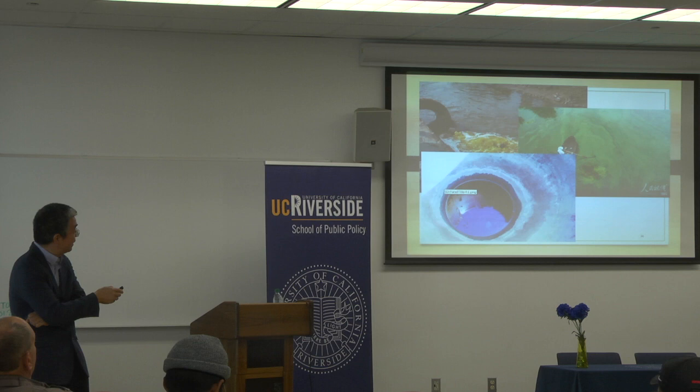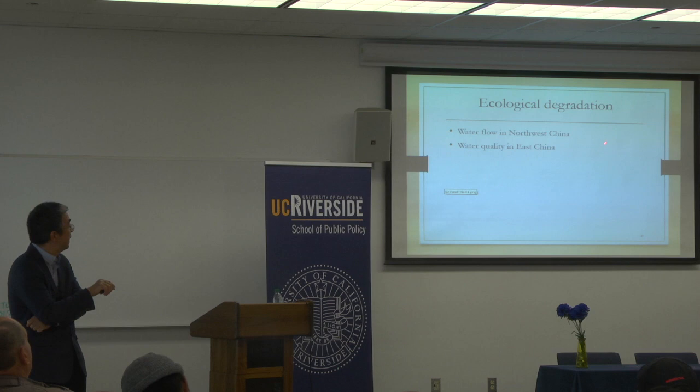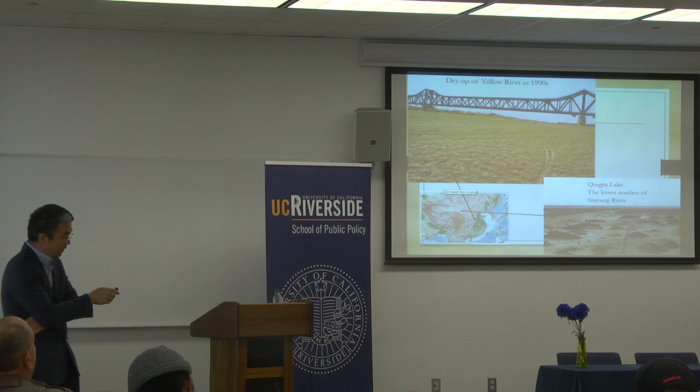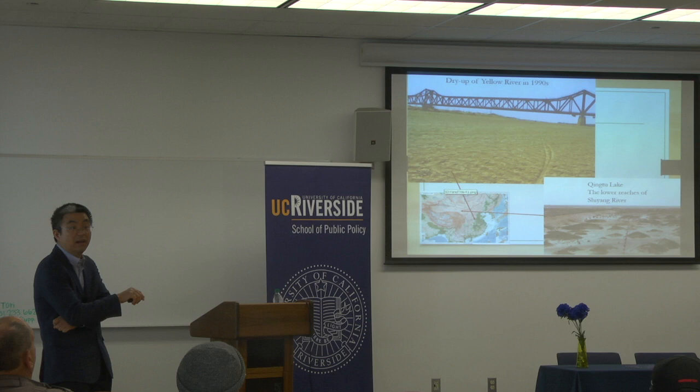Then ecological degradation is the water flow issue in northwest China. So we have no water flows in northwest China and water quality problems in east China. This is the Yellow River, which dried up in the 1990s in this area. And this is the Xiang River. Originally there was an oasis region in this area. This is the end lake of the river. Now it has been dried for more than 40 years.